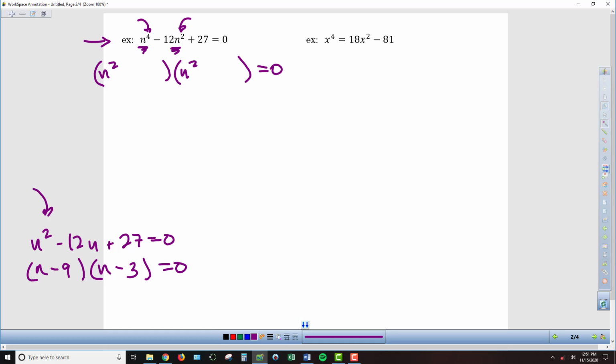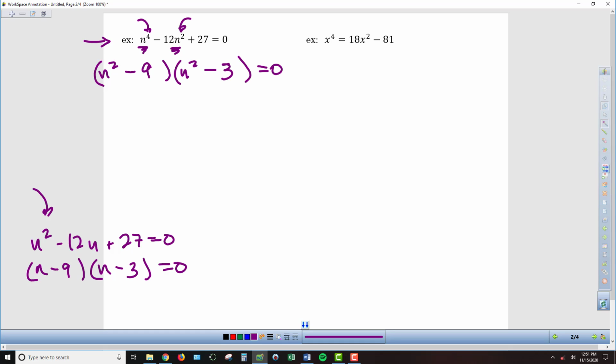And so once I get to here, I've got n squared as the first piece in each set of parentheses, and then just like we saw on the bottom, I need 2 negatives because I'm multiplying to make 27, but I have to add to make a negative 12, and so that's going to be 9 and 3. And so now at this point, I'm going to keep on factoring whatever I can. That's probably my best bet.